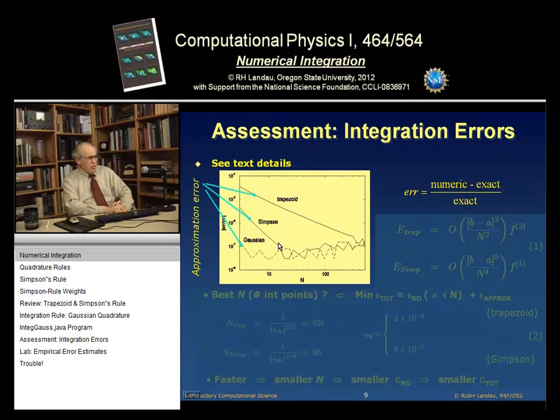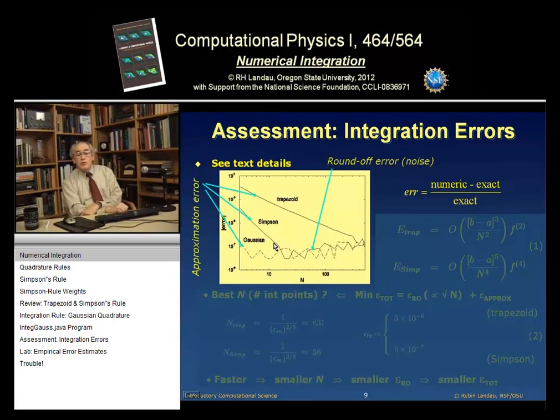What does that mean, the rules are working? Well, the rules work in that the error decreases for all 3 of these rules as we increase the number of points. If that was not happening, we wouldn't have an algorithm. Because an algorithm is supposed to be a recipe for doing something which gets better as you use more points. Okay, so that's called approximation error, as you recall, and we're saying that the approximation error, the purely mathematical error, decreases as we use more points, as well it should.